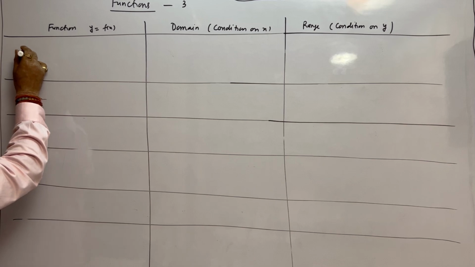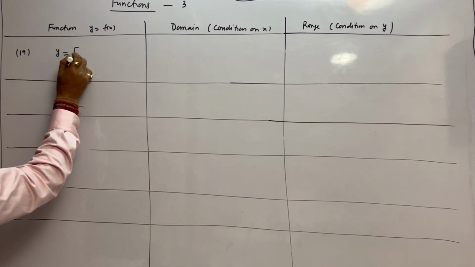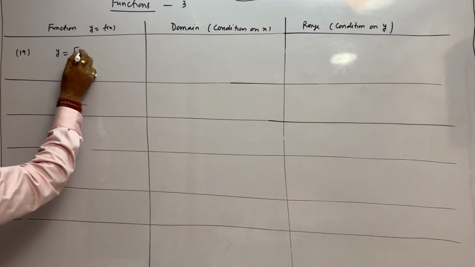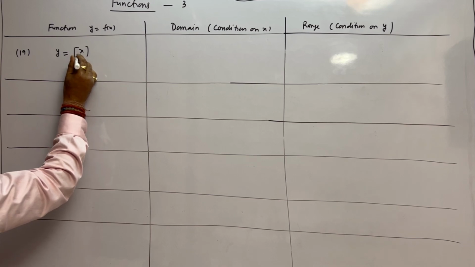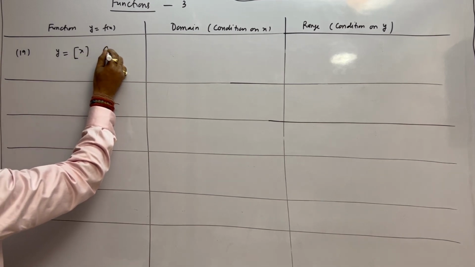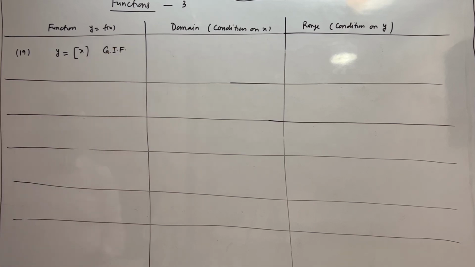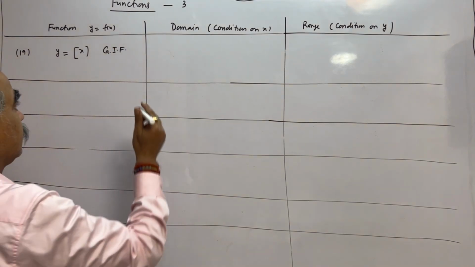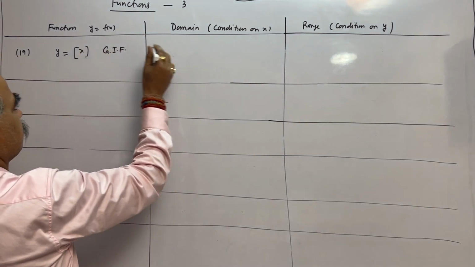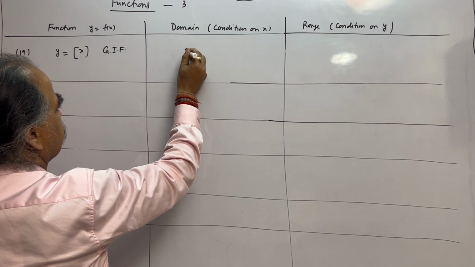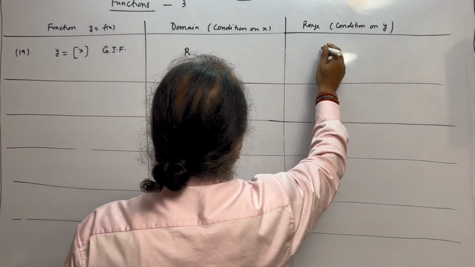Next is y is what? Greatest integer function, GIF. Its domain is what? In place of x, we can replace any real number. It is the entire real line, but answer will be what? It will be set of integers.